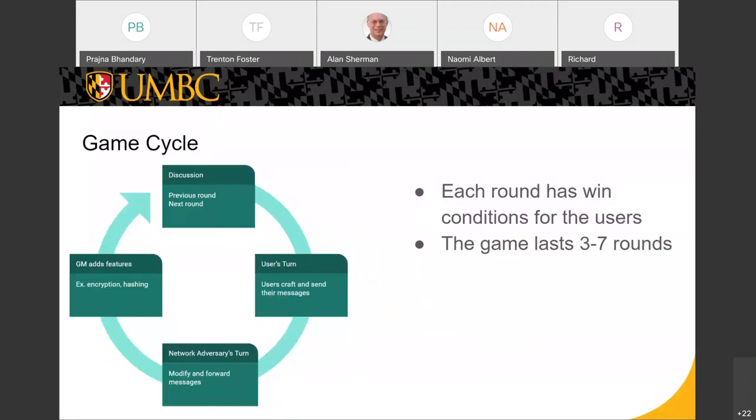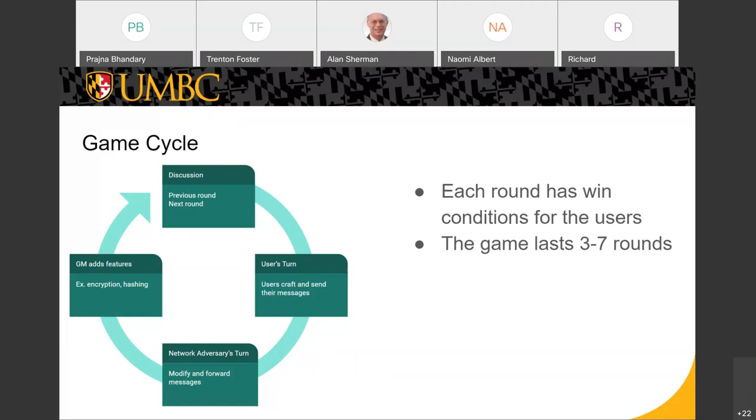So this is how Meeting Mayhem generally flows. Each round generally has win conditions for the users. For example, if they only had access to encryption, a win condition could be to successfully send a pre-shared key through the network to another person. And it depends on what they have or what the goals of the game master are.